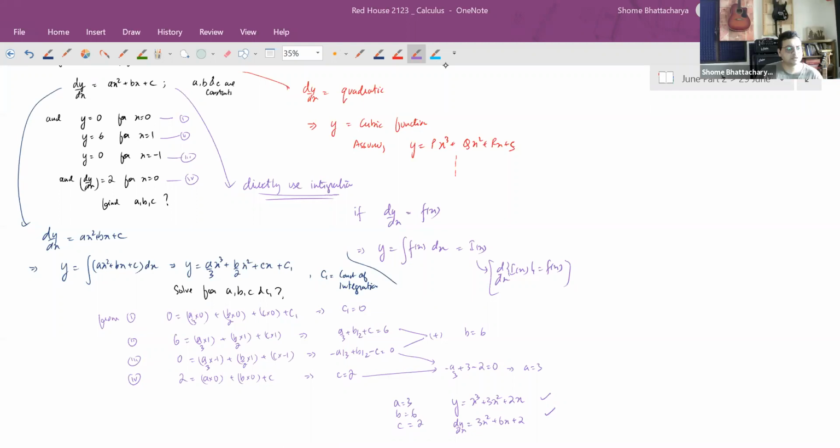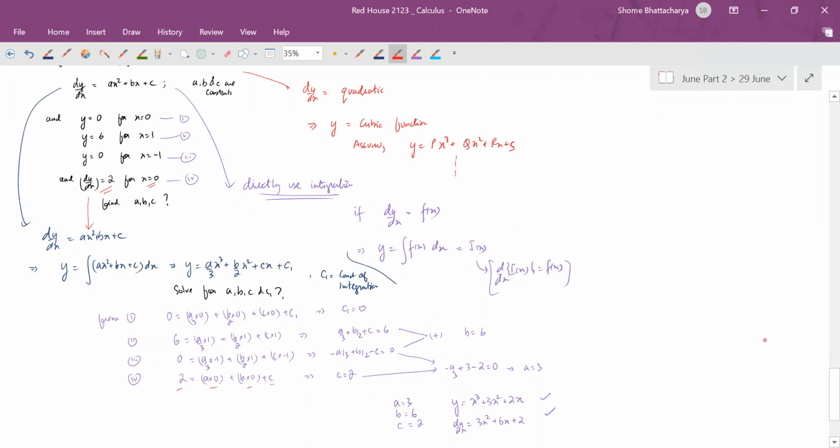Equation number 4, beta, Rishabh, it's come from this. This condition is given to us, that dy by dx is 2 for x equal to 0. So you substitute in this now. Put the left hand side as 2 and on the right hand side put the value of x as 0.